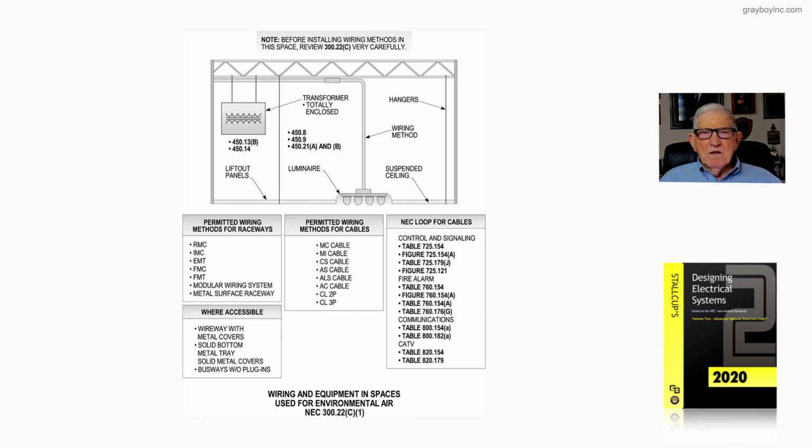And you can see that you have the same for fire alarm. You have the same for communications. You have the tables listed. Cable TV, you got those tables listed also. I won't call each one out because you could look at them as you see.